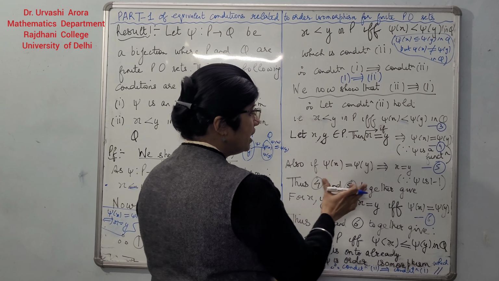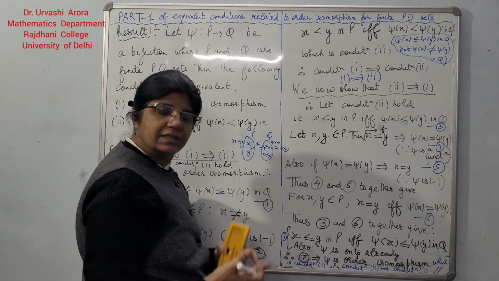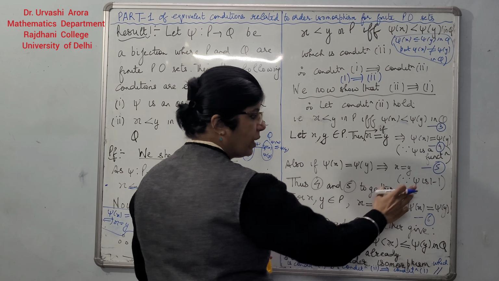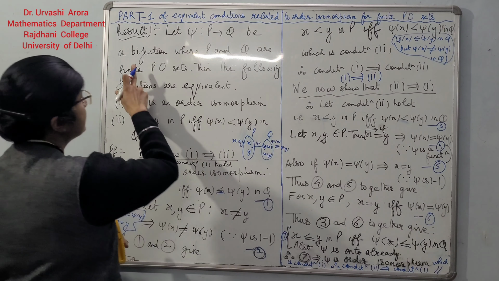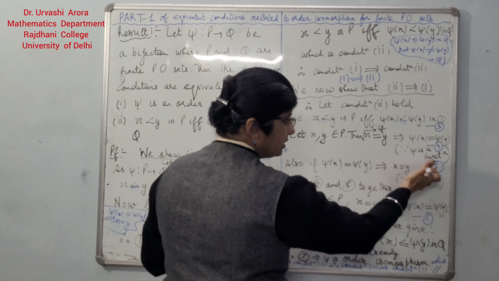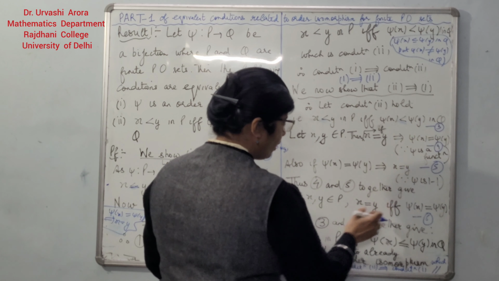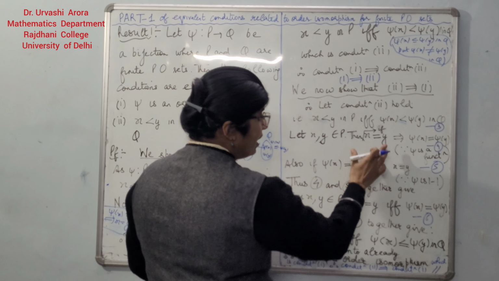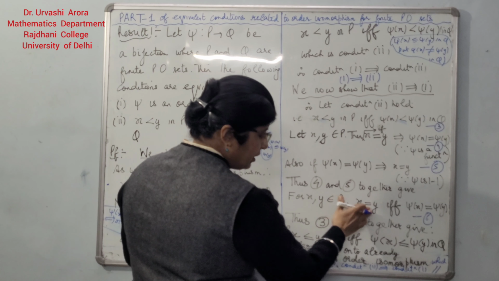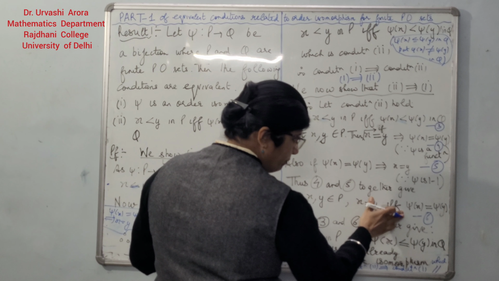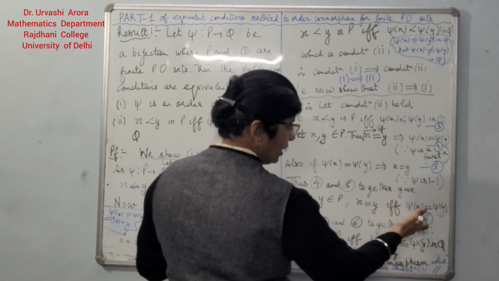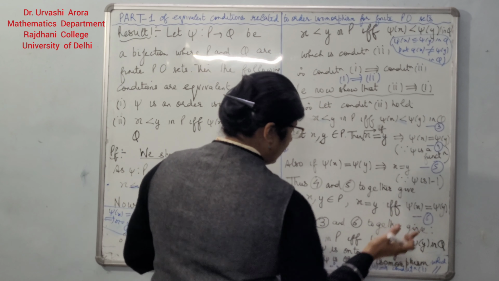Let me take the opposite. Let psi x be equal to psi y, which means that the images are equal. Then this again implies x is equal to y. Why? Because psi is 1-1. Psi is given to be a bijection, so it's a 1-1 and onto map. I'm marking this as 5. Taking 4 and 5 together, we have that x is equal to y if and only if psi x is equal to psi y. I'm marking this as 6.